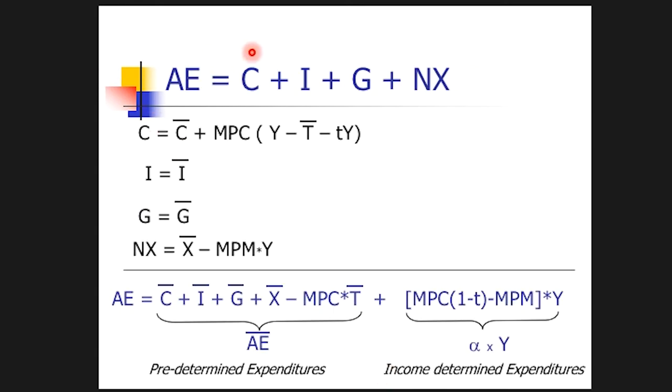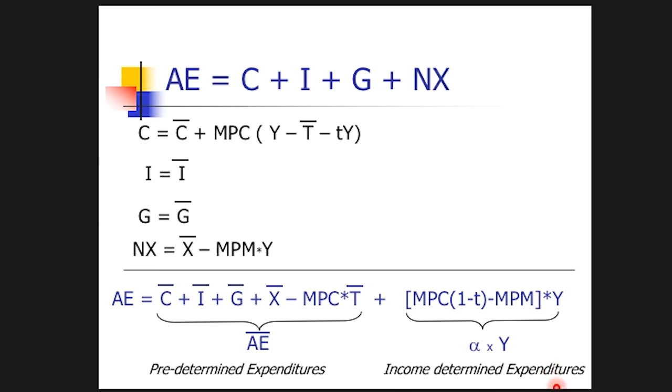So now we have all four components of aggregate expenditure or aggregate demand. Now we take the sum of these four components and group the expenditures. The first group includes all the predetermined expenditure, for example predetermined consumption, predetermined investment, predetermined government spending, and predetermined export, minus the effect of predetermined tax. We call this group the predetermined expenditure. The second part of expenditure, the rest, depends on income with some ratio. We call this group income-determined expenditure.